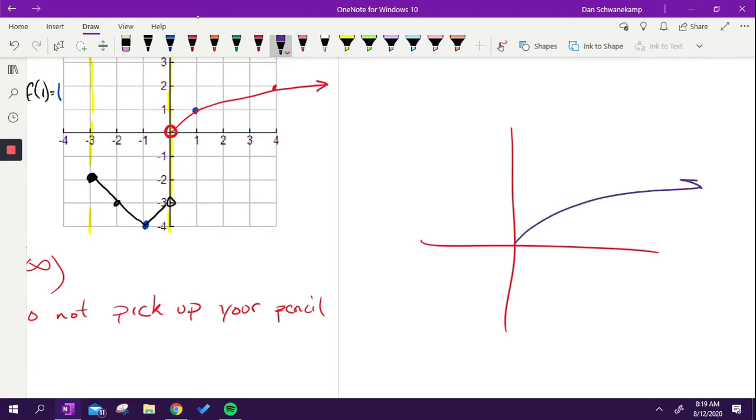Does that make sense with the word continuous? Don't let that be a hard word. It's just, did you pick up your pencil? Okay, let's go to the next one. Number 2, try and graph that without me helping. Try and graph number 2 there, see what you got.